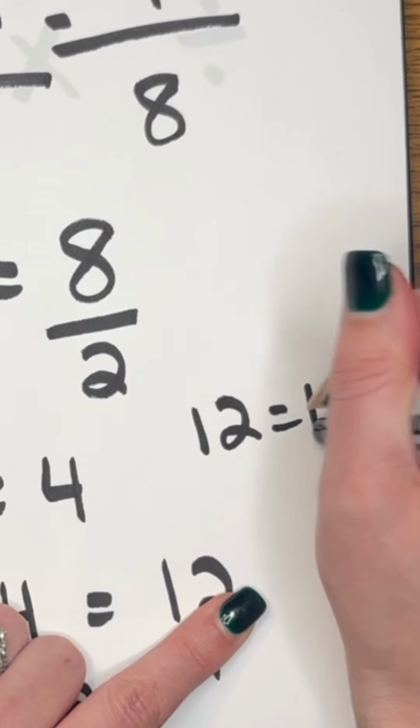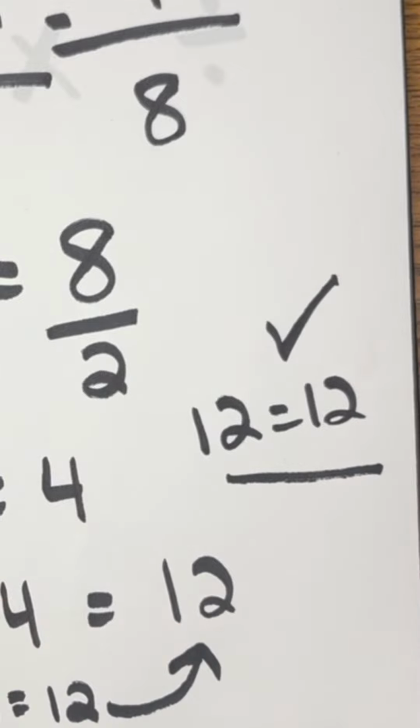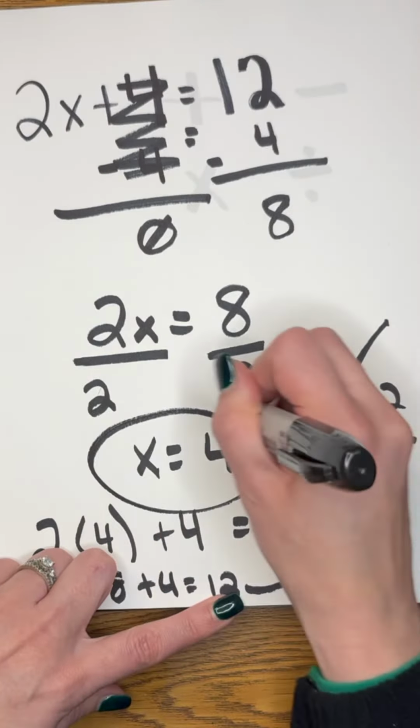So does 12 equal 12? Yes, it's the same number. Therefore, x does equal 4, and we did a good job.